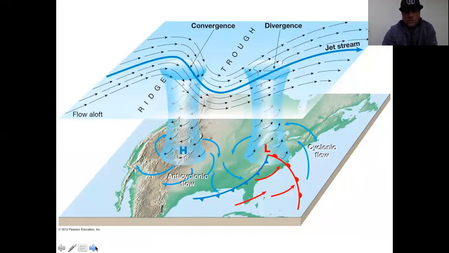Earlier, we talked about the jet stream. This top air here is considered the jet stream. We've also talked about high and low pressure centers. Here's the high, air is spinning out of the high in a clockwise direction. Air is spinning into a low in a counterclockwise direction.